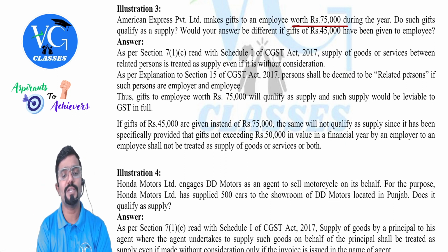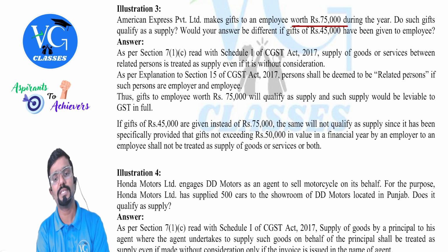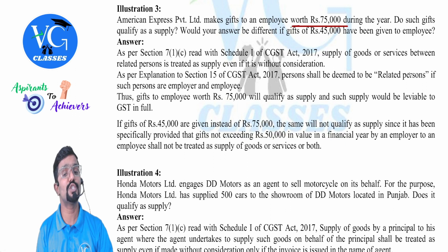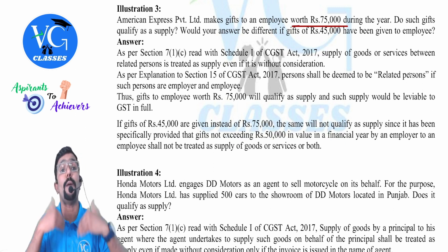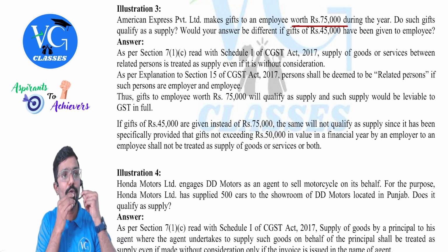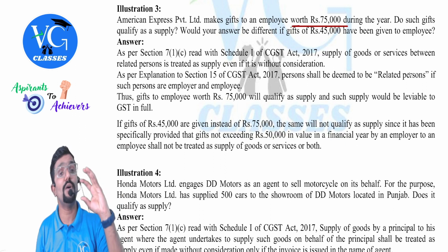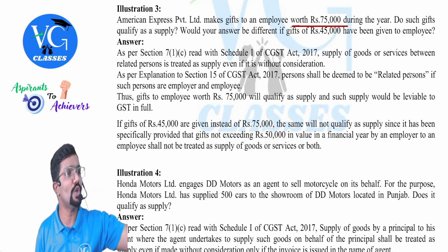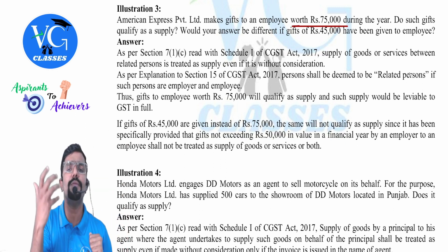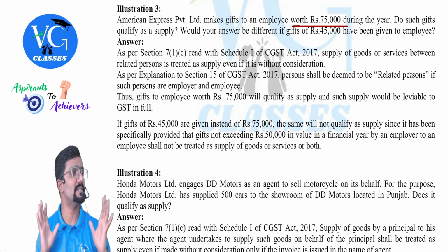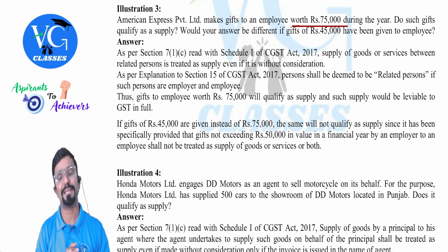If gifts of 45,000 are given instead of 75,000, the same will not qualify as supply, since it has been specifically provided that gifts not exceeding 50,000 in value in a financial year by employer to employee shall not be treated as supply of goods or services or both. Means gifts up to 50,000 are not taxable. Up to 50,000 means for whom, sir? Per employee, not all employees put together. Per employee, if the gift value is up to 50,000, not taxable. If it is 51,000, fully taxable. The entire 51,000 will be taxable, guys.